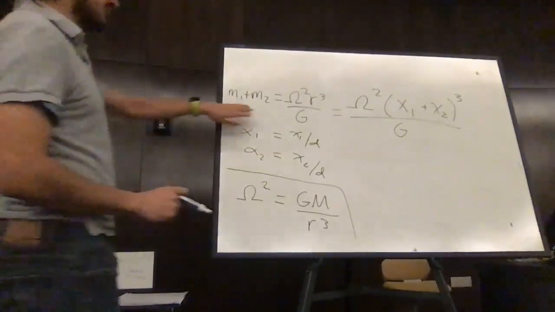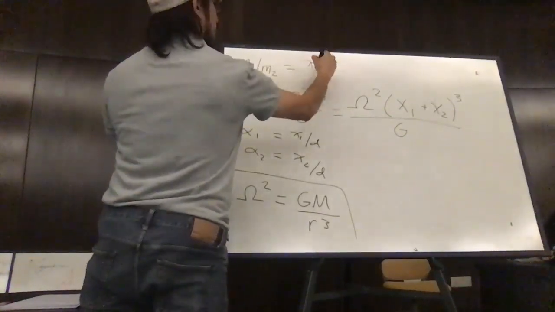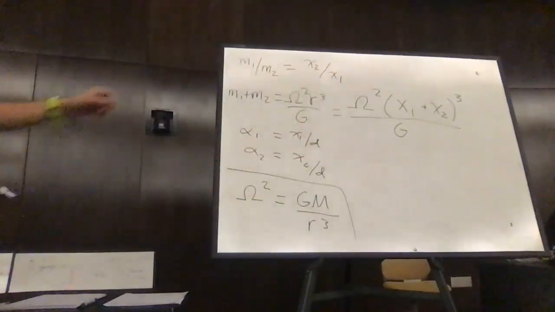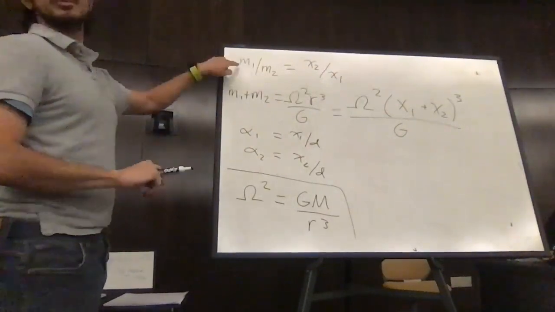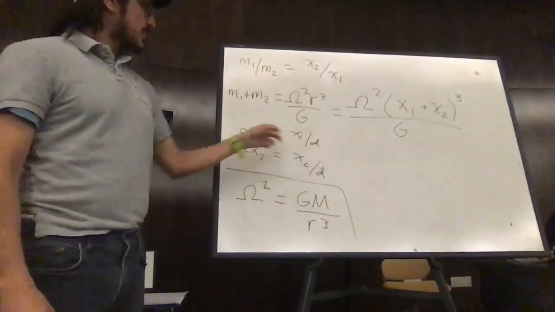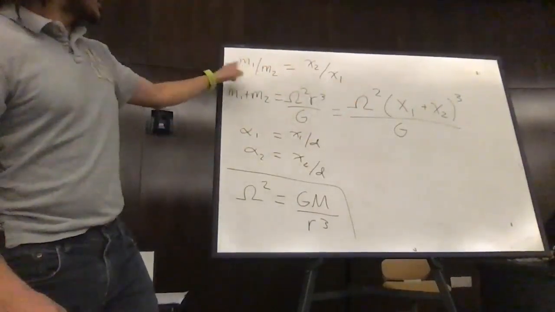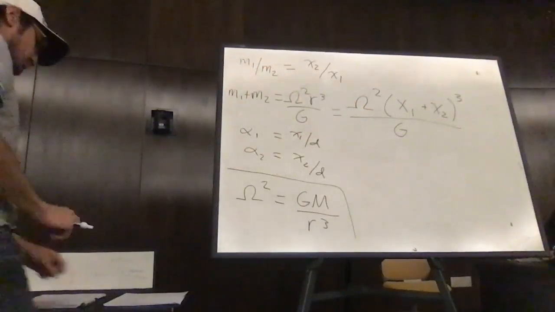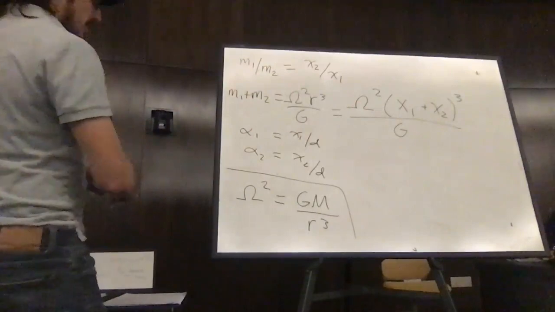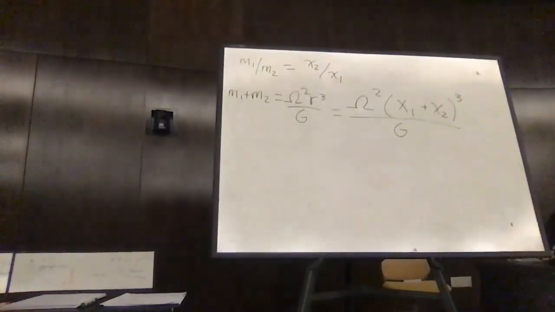Okay, so this is one equation. The other one was m1 over m2 is x2 over x1. So two equations, and in principle two unknowns, mass one and mass two. If you have a good idea of d, then by measuring the period you can separate the two masses, m1 and m2. This is one of the most widely used equations in astronomy.